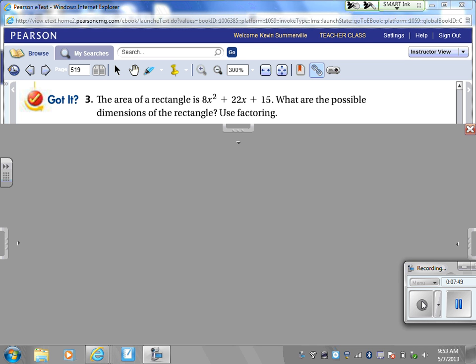Go ahead and take everything we have talked about to solve got it number 3, given that equation talking about the area of a rectangle. Go ahead, tell me your final answer, and show me how you came up with that answer.